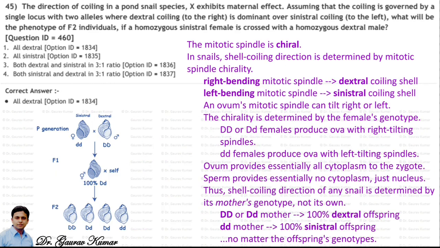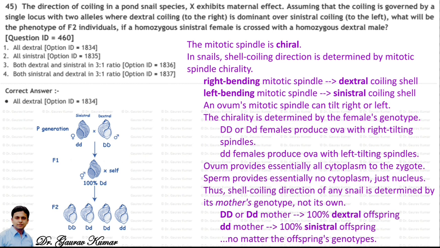Okay. So next question. I think this is the last question. The direction of coiling in a pond snail species X exhibits maternal effect, assuming that the coiling is governed by a single locus with two alleles, where dextral coiling, to the right, is dominant over sinistral coiling, that is to the left. What will be the phenotype of F2 individual if a homozygous sinistral female is crossed with a homozygous dextral male?